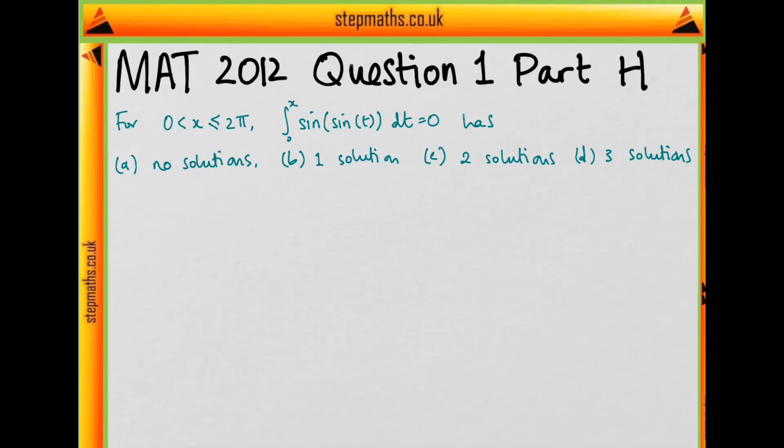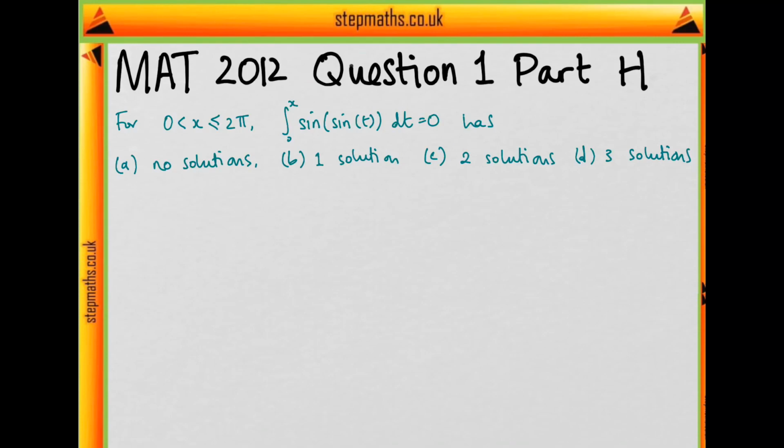Hi, so in this video I'm going to go through part H of question 1 on the Math 2012 paper. So here they've given us an integral from 0 to x of sine of sine of t, and this integral equals 0 has how many solutions for x between 0 and 2 pi?